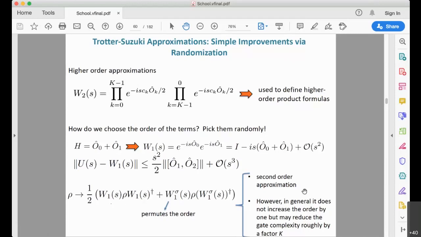You can do similar analysis for larger order approximations. Here I went from a first order approximation to a second order one. In general, for larger orders, you don't increase the order by one, but you can still show that you get better complexity bounds if you use this trick of picking the order of the terms randomly in the expression for the second order approximation.